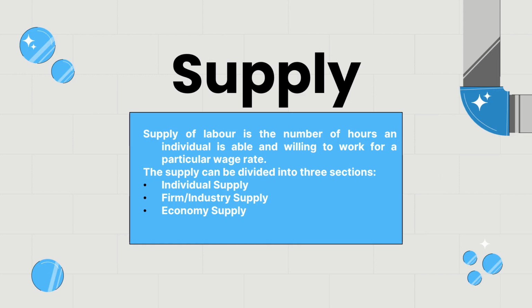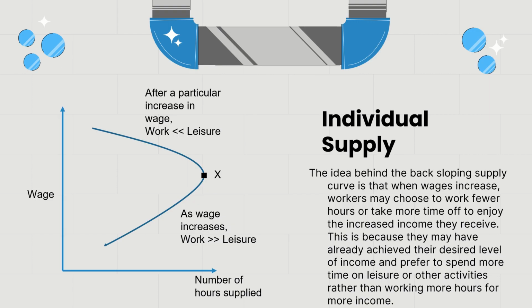Then we have the supply of labor. The supply of labor is the number of hours an individual is able and willing to work for a particular wage rate. The supply can be divided into three sections: individual supply, firm and industry supply, and then the economy supply. But we are going to look into the individual supply because it is something unique. So, what is an individual supply?